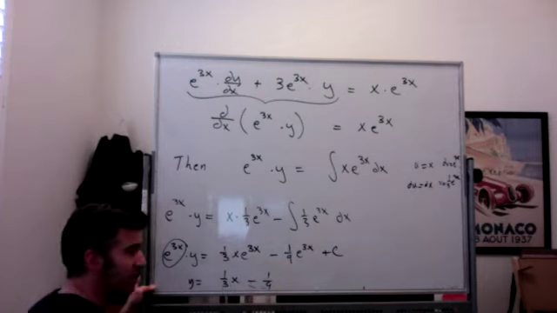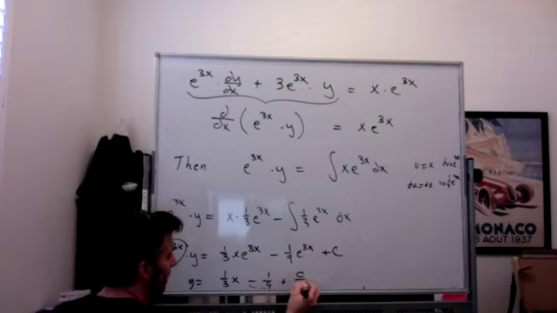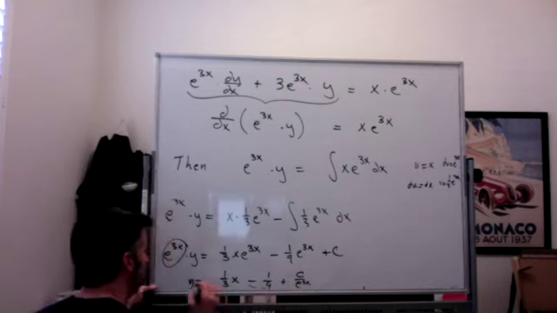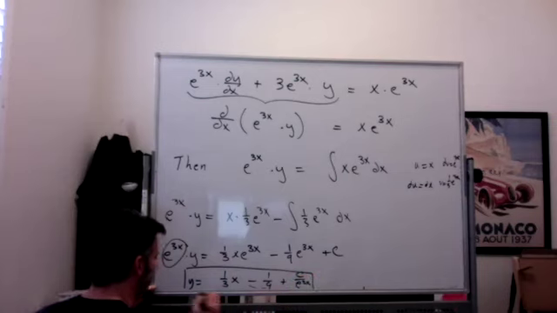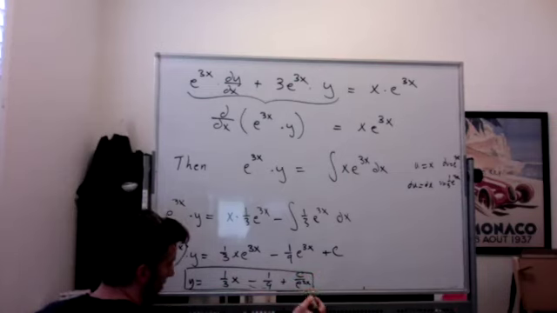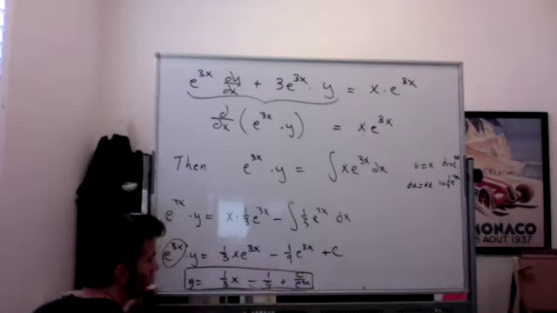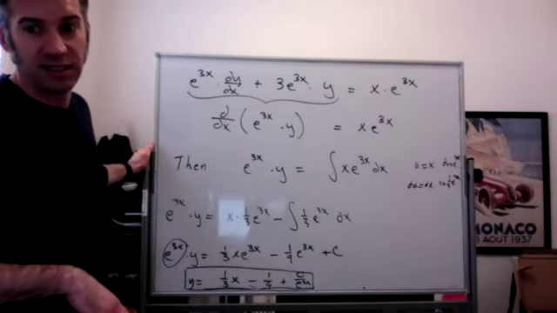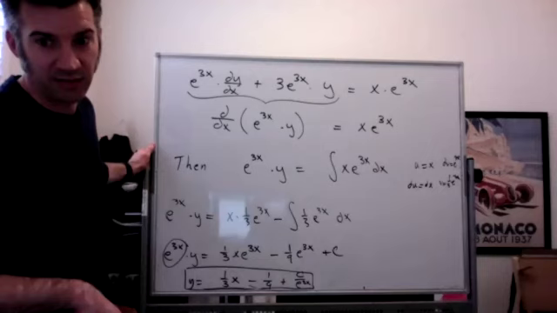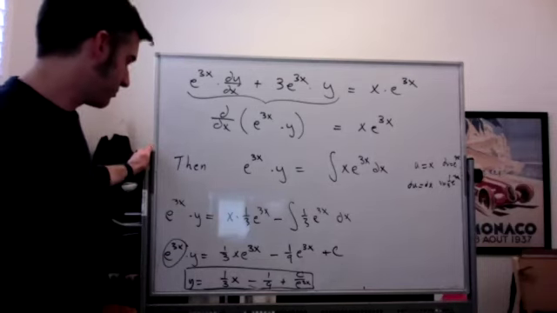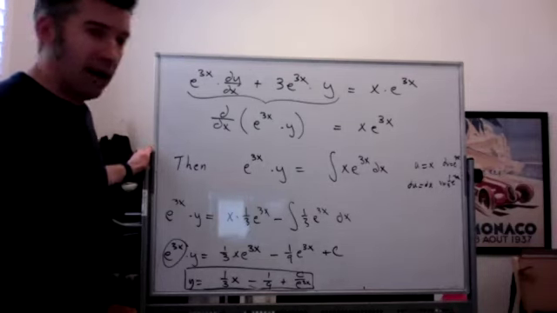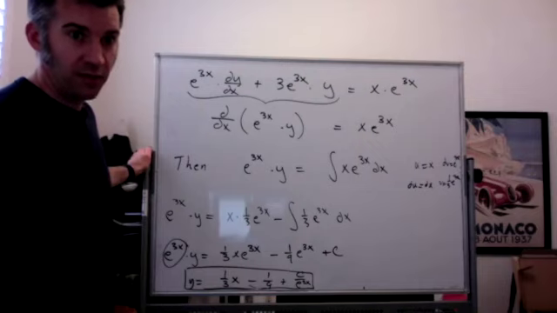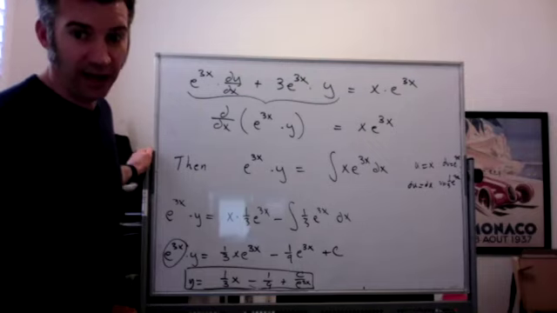And so it's really, really important that you divide this c by e to the 3x. Otherwise, your answer looks kind of bland. I mean, really wrong, to be honest. So our answer is 1/3 x minus 1/9 plus c divided by e to the 3x. Interesting. I don't want to check it. You could check it. It is correct.